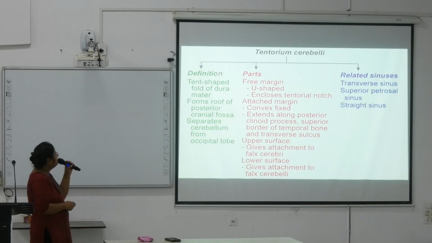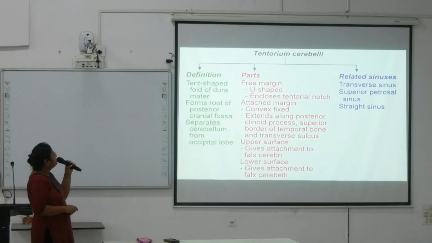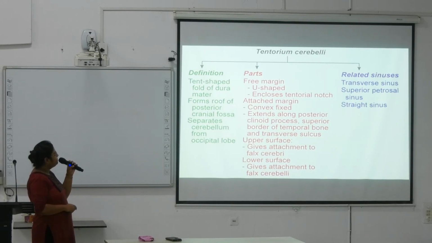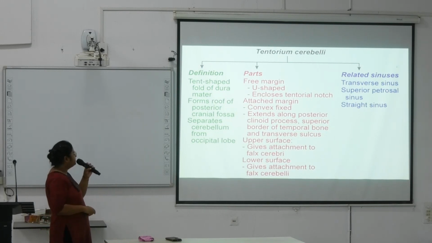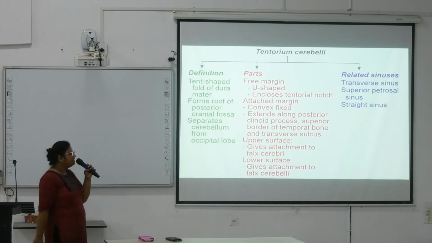So tentorium cerebelli is a separate fold of dura mater that forms the roof for the posterior cranial fossa and separates the cerebellum from the occipital lobe. These are the parts: free margin, which encloses the tentorial notch. Attached margin is convex and fixed, extends along the posterior clinoid process, superior border of temporal bone and transverse sulcus. Upper surface gives attachment to falx cerebri, lower surface gives attachment to falx cerebelli. Related sinuses are these three: transverse sinus, superior petrosal sinus, straight sinus. You have seen in the previous picture. Next.